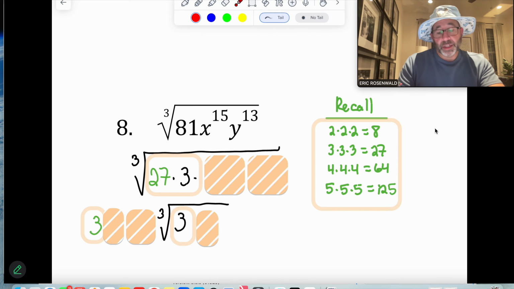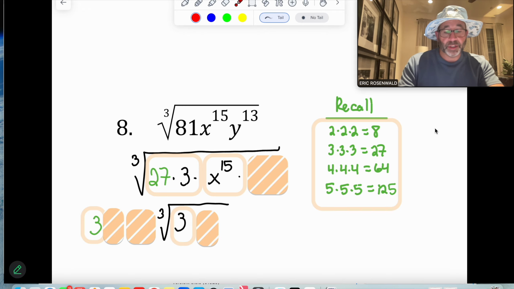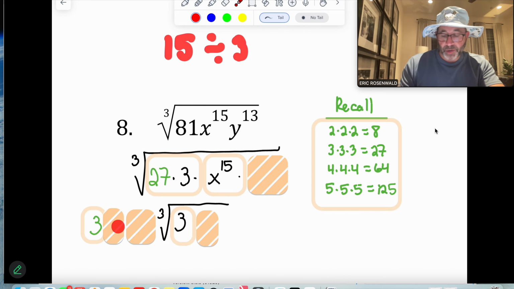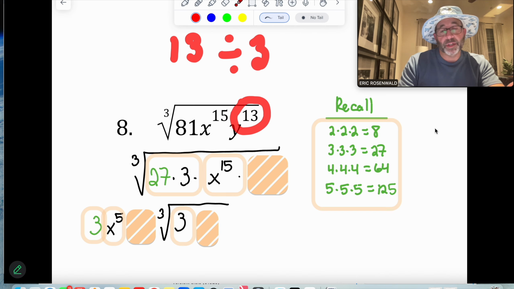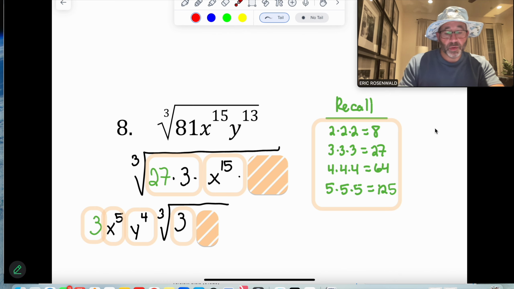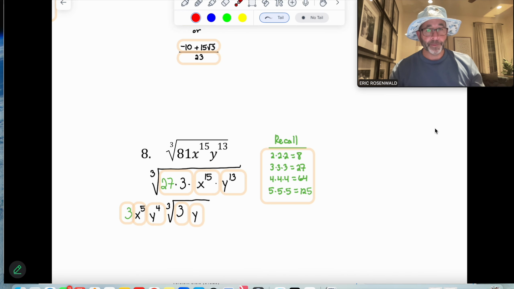Okay, looking at your 15, we're going to see how many groups of 3 can go out. So 15 divided by 3 gives us 5. 13 does not divide evenly by 3. Okay, we can't have even groups of 3 there. So what's going to happen is we're going to have 4 groups of 3, and there's going to be 1 remaining. So there's 4 groups of 3 with 1 remaining. That's it. One thing at a time there.